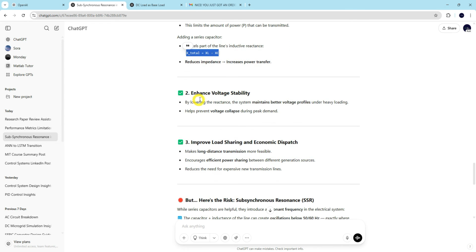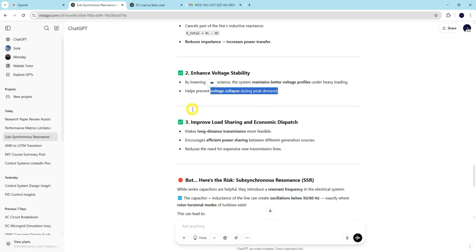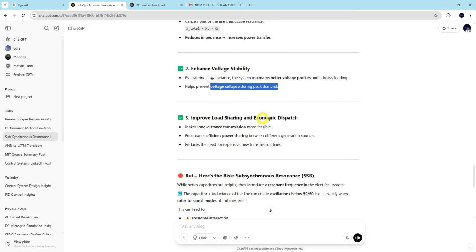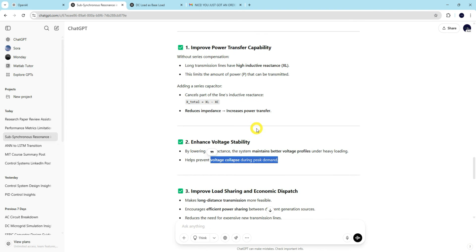If that reactance is reduced, then we can enhance the voltage profile of the transmission line under heavy loading conditions. Because of the series capacitor compensation, we can avoid voltage collapse during high demand hours. It can also be used to improve load sharing and economic dispatch, and efficiently share the power among the different power generation sources. For that purpose we go with series compensation.